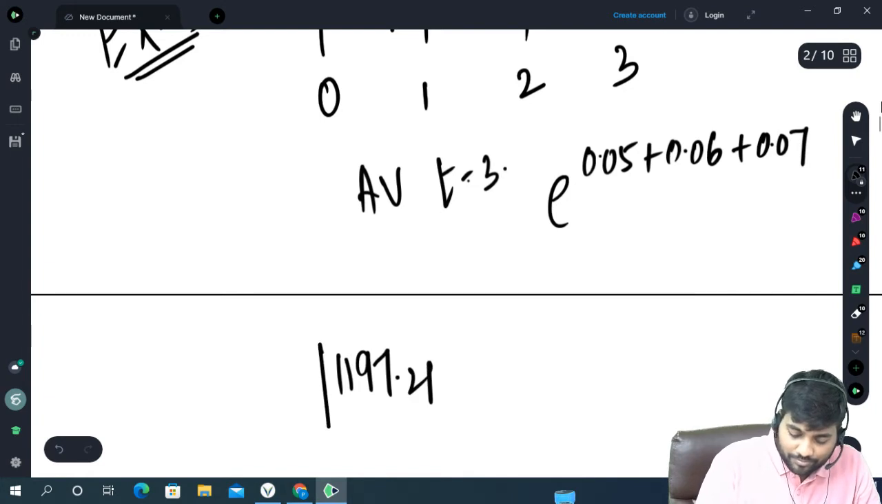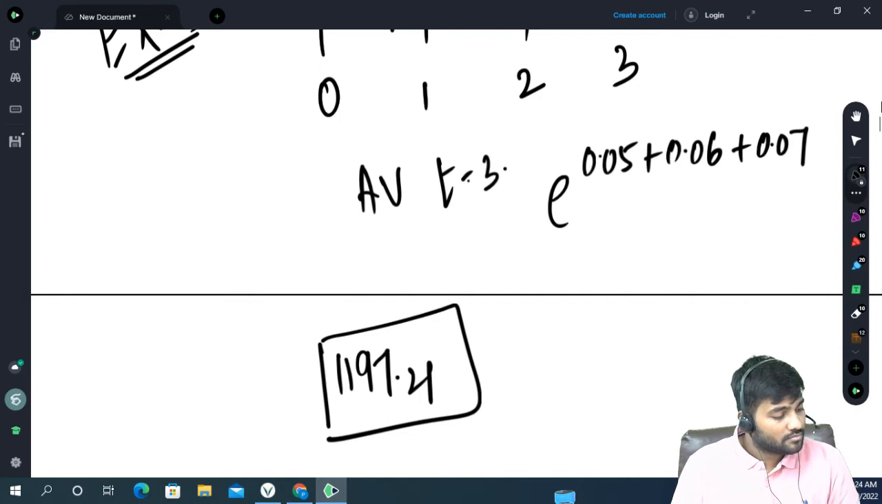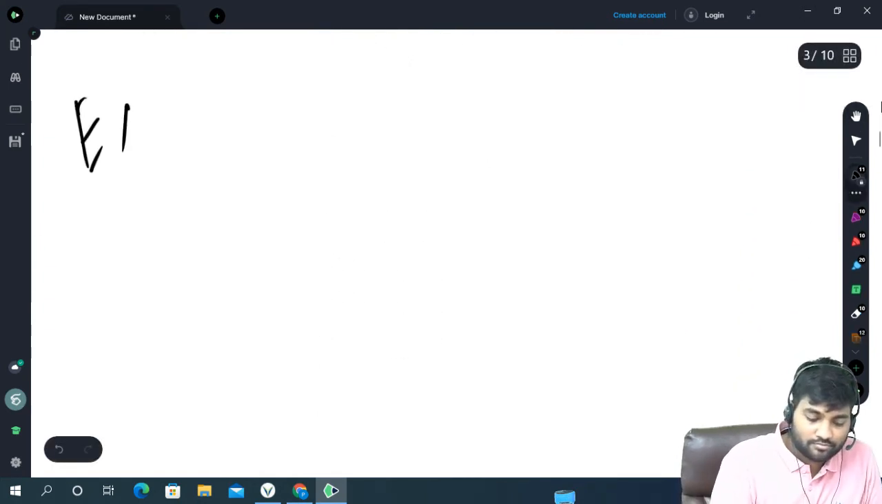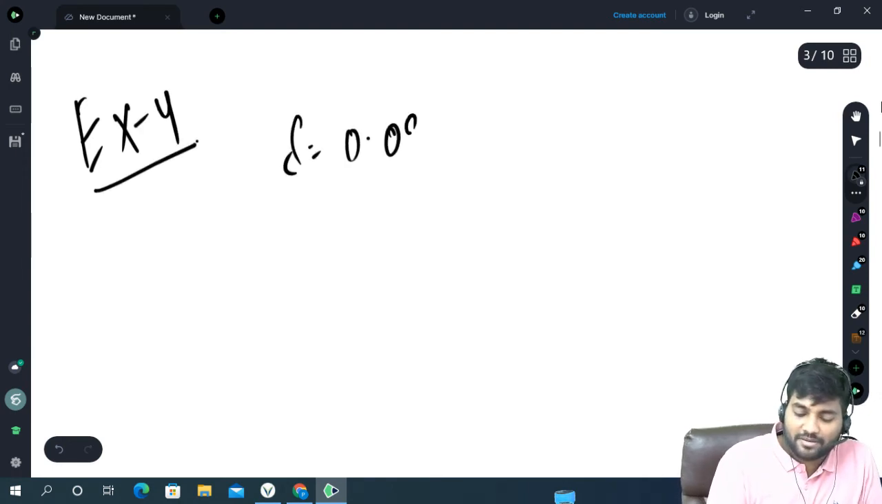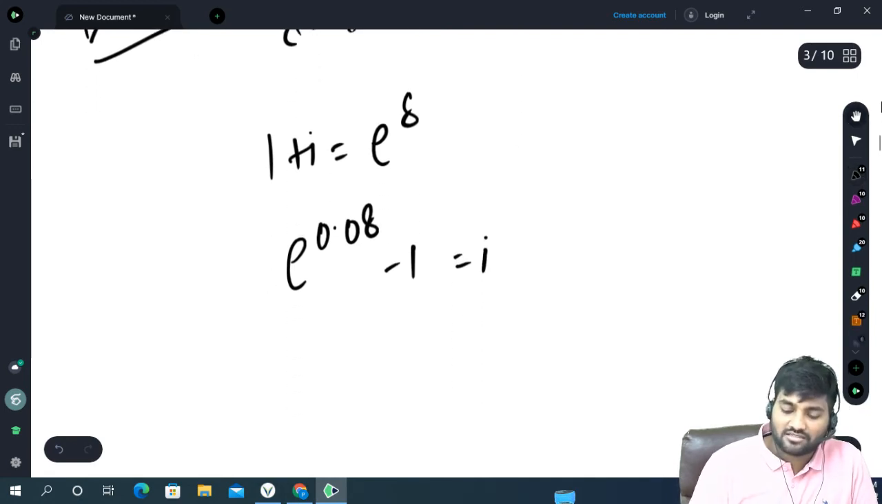1197.21. Okay, now next question, example number 4. Delta is given to be 8%. We need to calculate I. It is very simple. What is the formula? 1 plus I is e to the power delta. So e to the power 0.08 minus 1 is I. Please calculate fast.